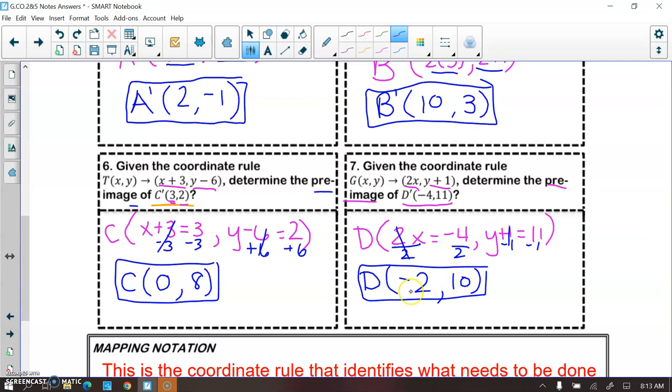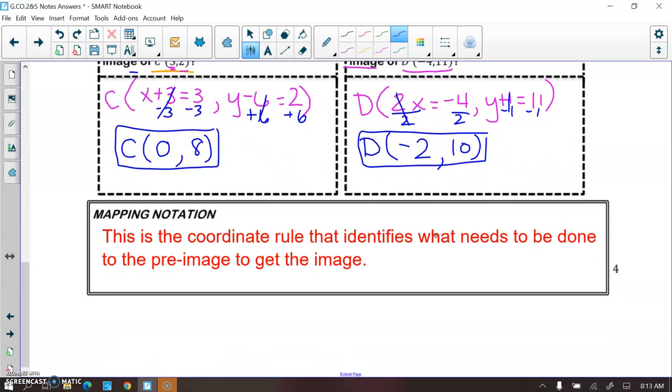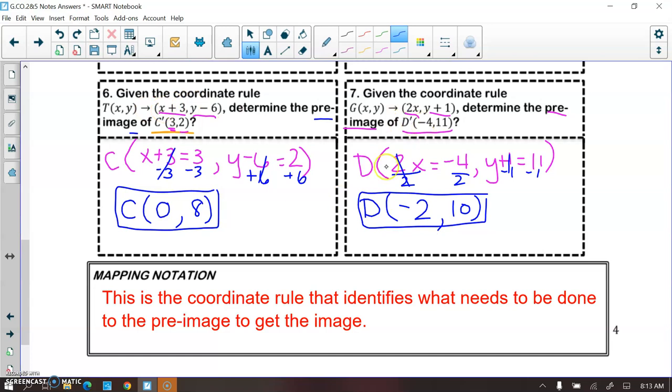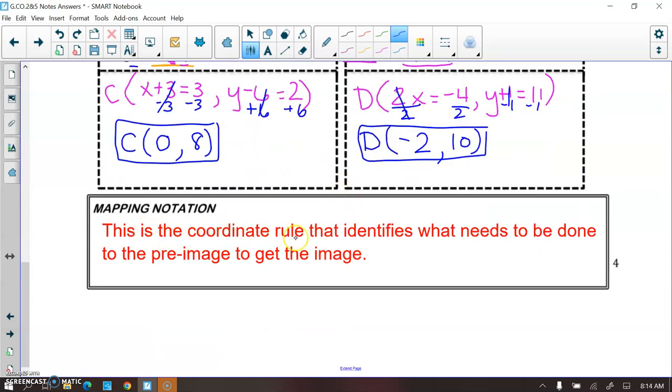And you can test this into the coordinate rule to see if it actually works. -2 times 2 gives me the image point of -4, and 10 plus 1 does give me the image point of 11. All right, so these are called mapping notation. Mapping notation is the coordinate rule that identifies what needs to be done to the pre-image to get the image. All right, so that is your background information for transformations.